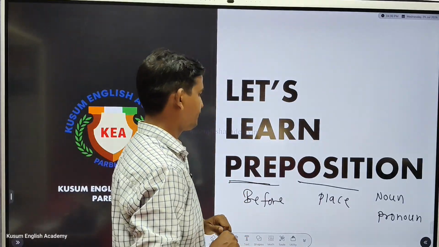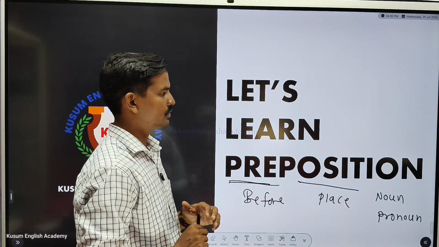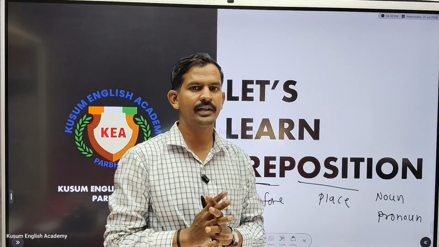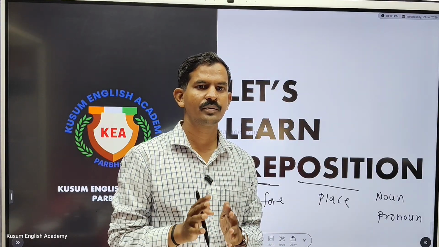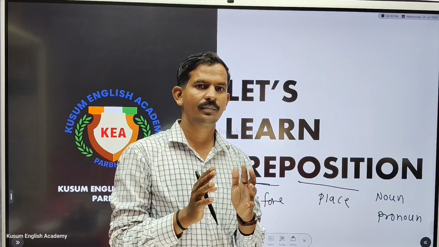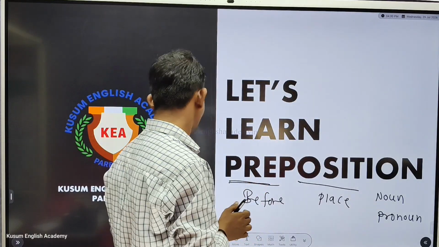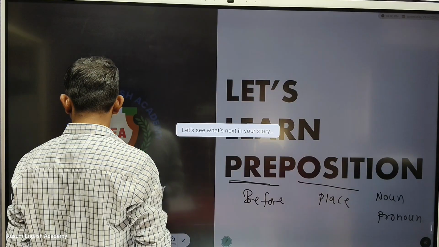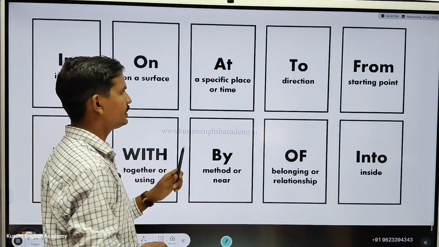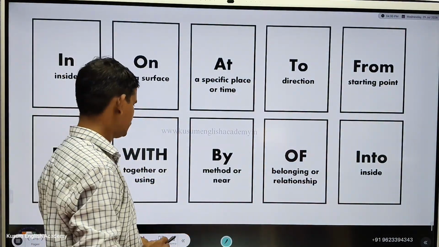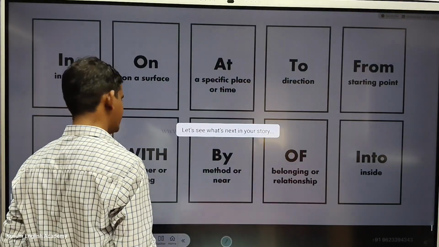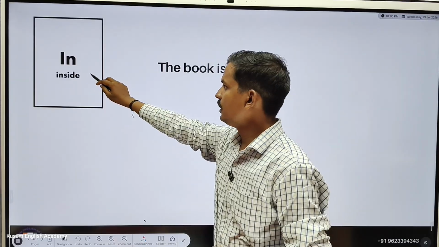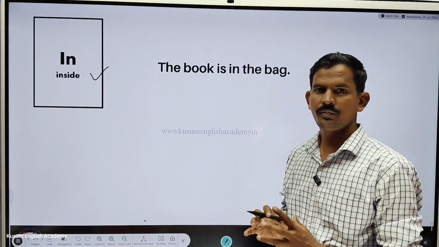So here are a few prepositions which we are going to practice. Mainly there are three types of preposition: preposition of place, preposition of time and preposition of direction. So here are a few daily use prepositions which we will see. One by one we will practice them with the help of sentences.